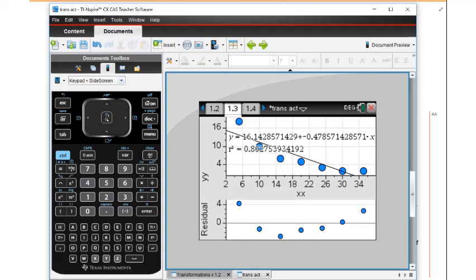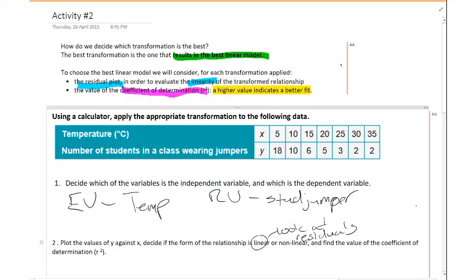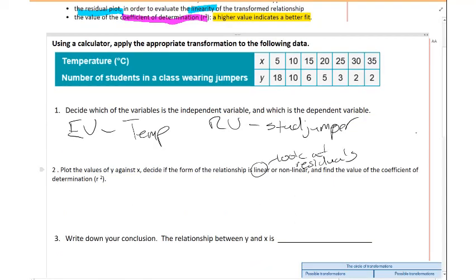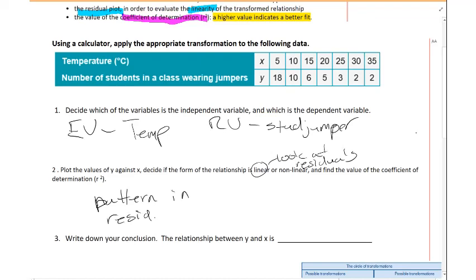Okay, so let's go back to this, and we can see from the residual here that I've got a pattern, which means it's nonlinear. There's a pattern in the residual, and the R squared was 0.80. So what we can say is the relationship between x and y in this case is non-linear.